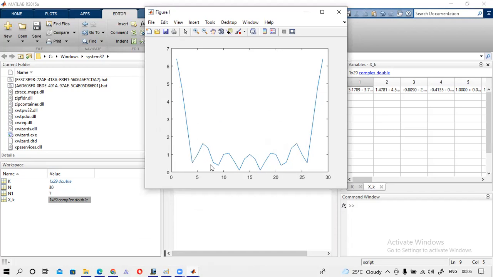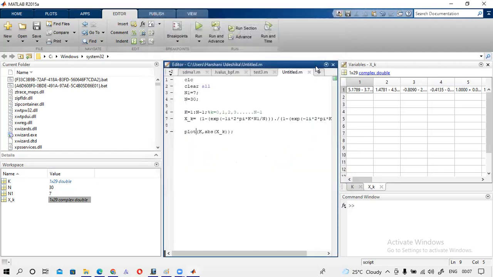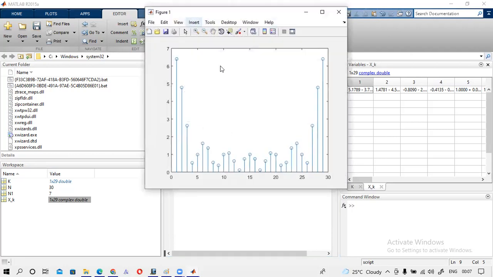I think there is no fluctuation. I hope this kind of graph, maybe this may also be okay. I'm not sure, but I hope it should be like this. Anyway, this will be your magnitude plot. If you use stem, it will be your magnitude plot.